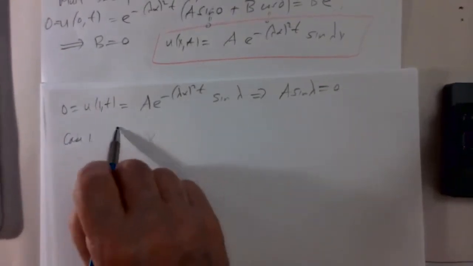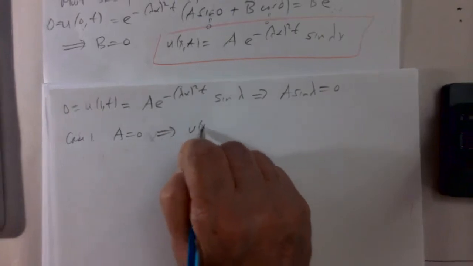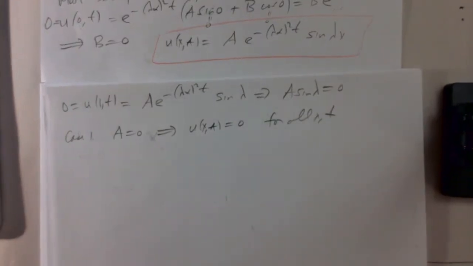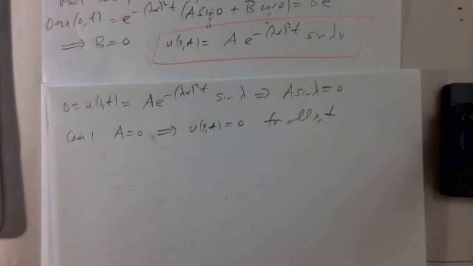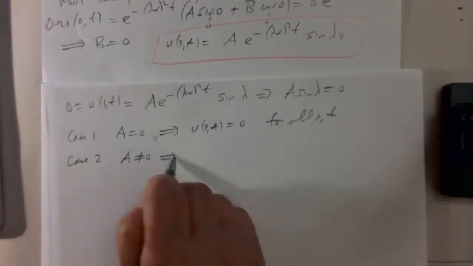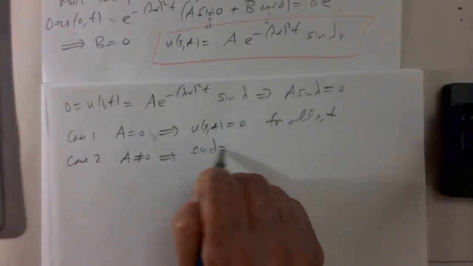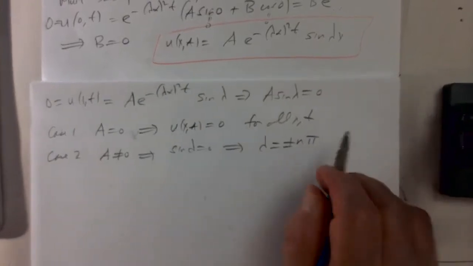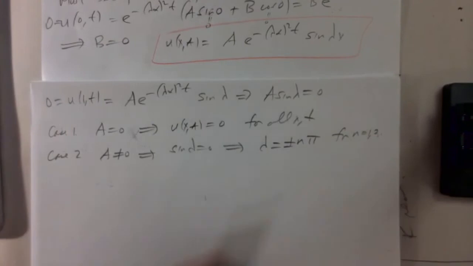Now, there are two cases. Could be a is 0, and in that case, u of x,t is 0 for all x and t. So if a is 0, the only solution is identically 0. So unless the boundary condition is always 0, this won't work. And the second case is a is not 0. And in that case, sine lambda equals 0, which means lambda is plus or minus a multiple of pi. You can't have lambda equals 0 because then the function would be 0. So lambda is just plus or minus pi, 2 pi, 3 pi, and so forth.